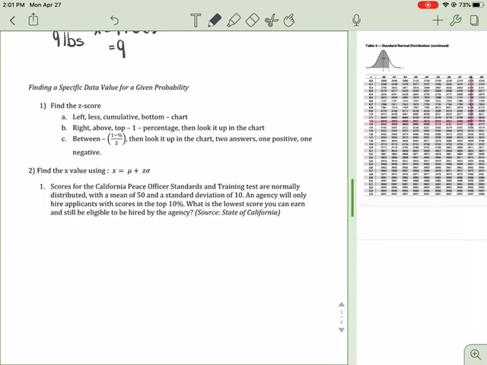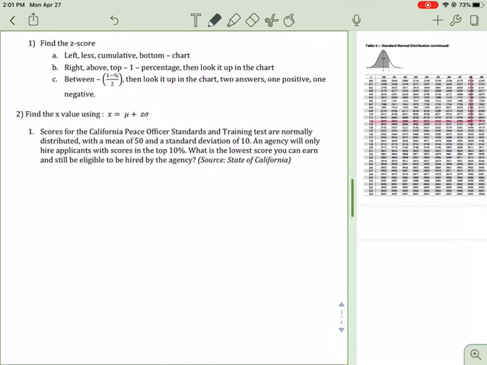And if it says between, we're going to do that 1 minus. So please don't forget to change your percents to decimals. So 1 minus that, we're going to divide it in half because there's 2 sections. And then we're going to look it up in the chart. We're going to get a negative value. If we want the positive, we're going to want the top. We're going to take the positive value. Right? And then we're going to use the x equals mu plus z sigma formula.